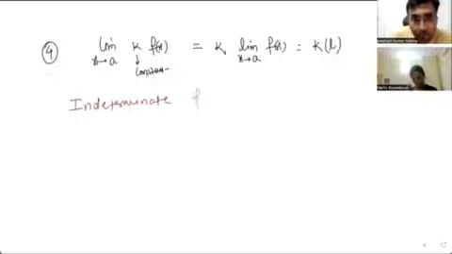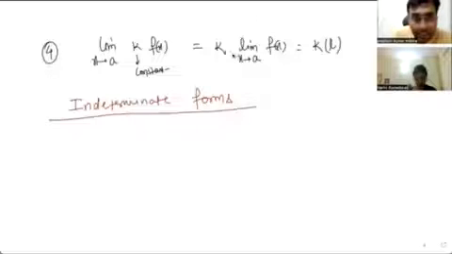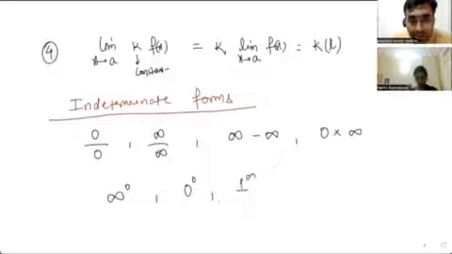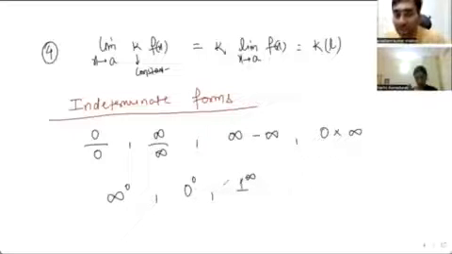Indeterminate forms. Indeterminate forms are like 0 over 0, infinity over infinity, infinity minus infinity, 0 times infinity, then infinity raised to the power 0, then 0 raised to the power 0, and 1 raised to the power infinity. These are called indeterminate forms because these are not defined.